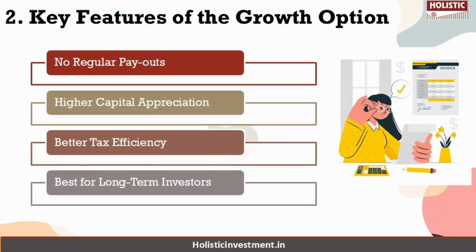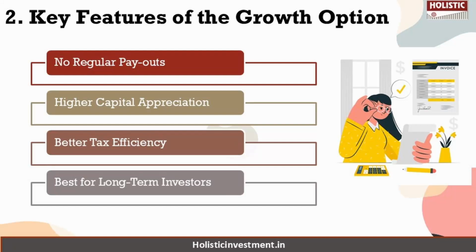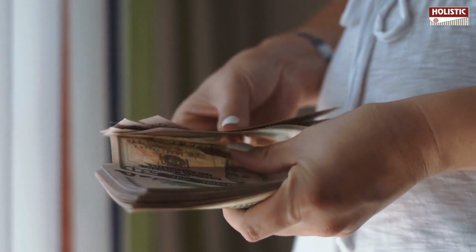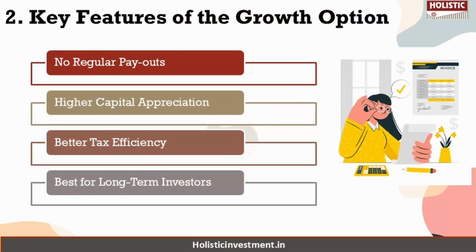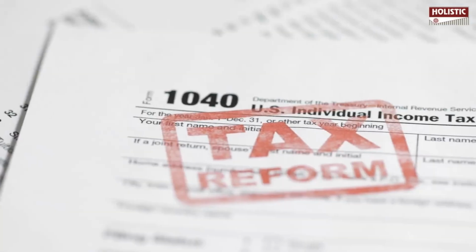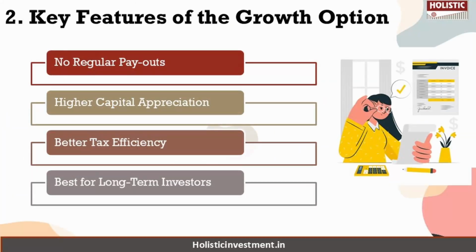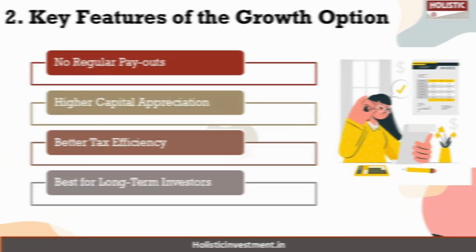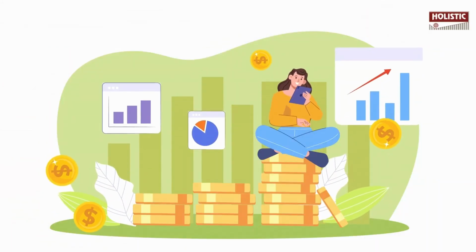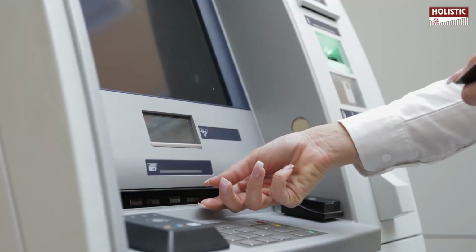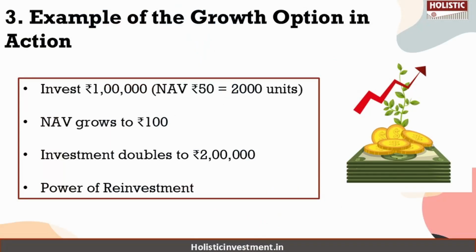Now let us take a look at the key features of the growth option. Number one is no regular payouts. Your money stays invested and you don't receive any periodic dividends. Number two, higher capital appreciation. Since profits are reinvested, your wealth grows significantly over time. Number three, better tax efficiency. You only pay capital gains tax when you redeem the investment, not on yearly gains. Number four, best for long-term investors because it is ideal for those looking to invest for 5+ years without needing regular withdrawal.